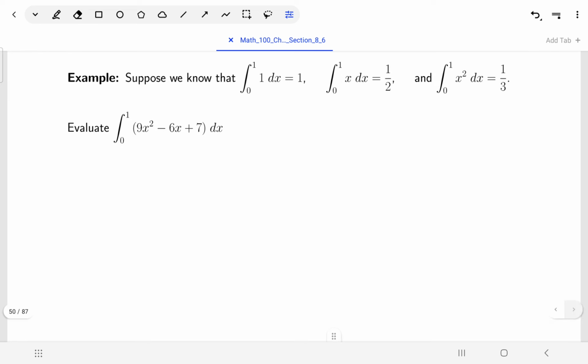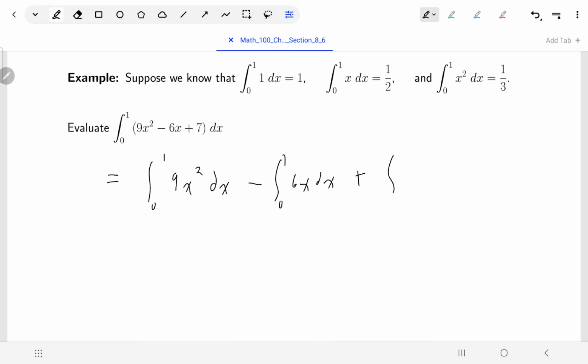So here I've got some facts given to us. I know that the definite integral of 1 is 1, of x it's a half, and of x squared it's a third, and these are all definite integrals going from 0 to 1. So if I'm looking at this definite integral from 0 to 1 of 9x squared minus 6x plus 7, I know that because of the definite integral properties I can split that up into three terms. The definite integral of 9x squared minus the definite integral of 6x plus the definite integral of 7.